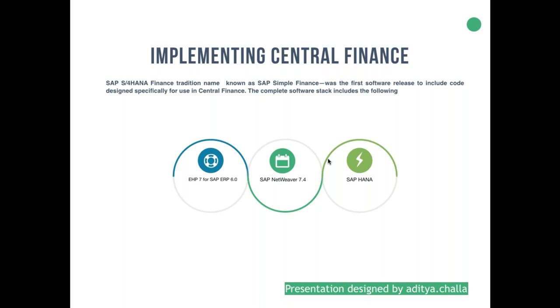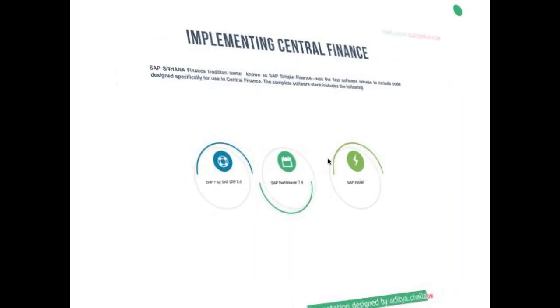So S4 HANA finance was the first software released that includes code designed specially for use in central finance. The complete software stack includes ECC6 EHP7, that means on the HANA database I'm saying. On the HANA database, we require ECC6 EHP7, NetWeaver, master data synchronization, and also the HANA database. If we have all these things, then we can work on central finance applications.